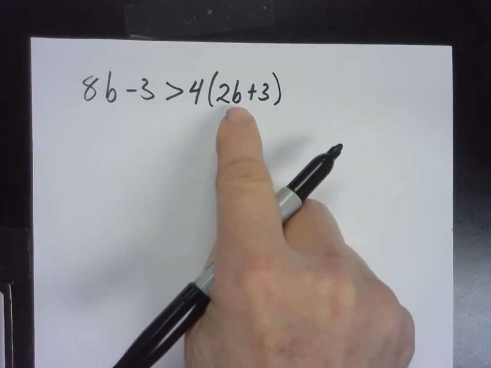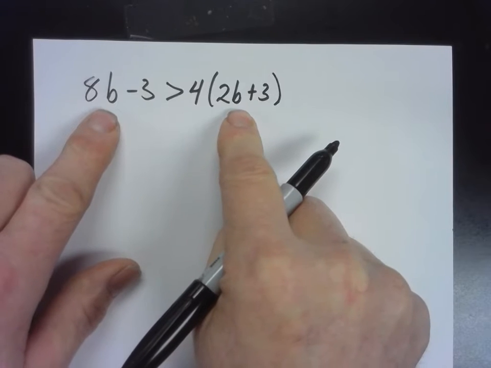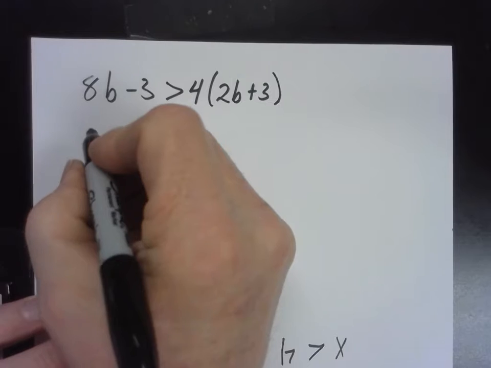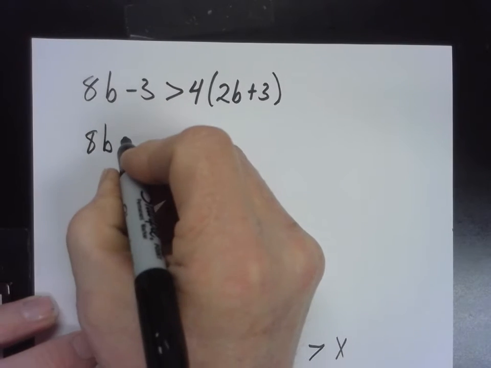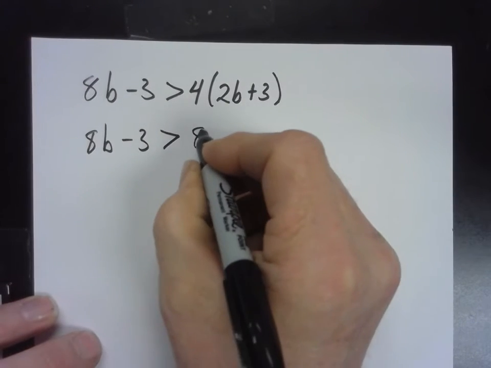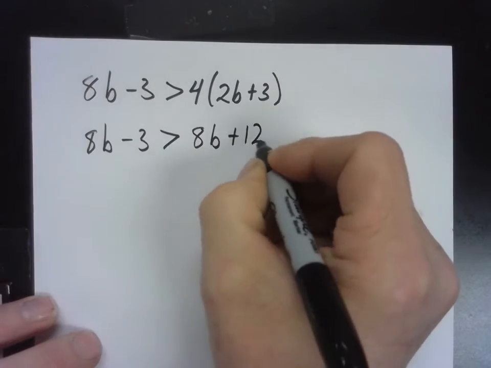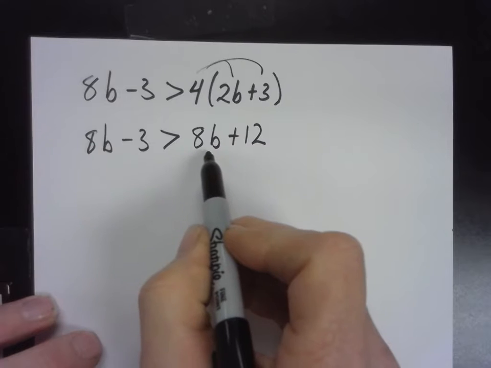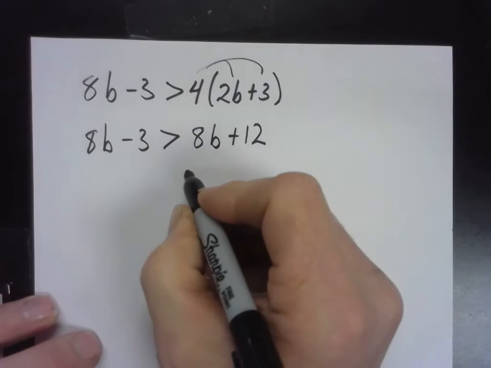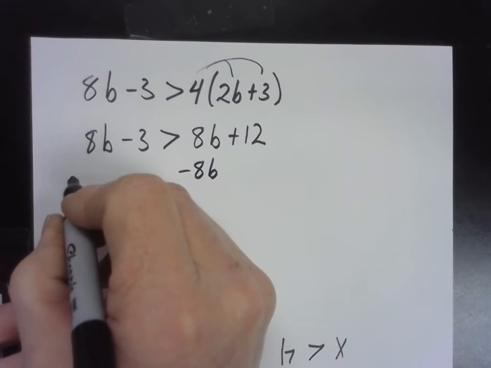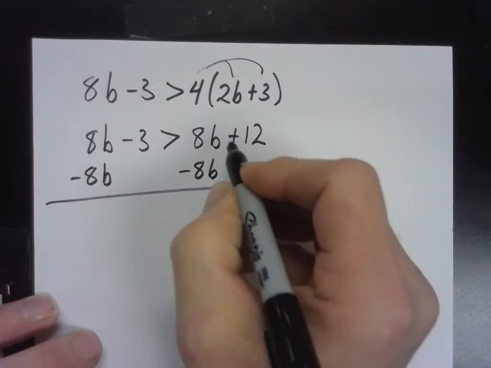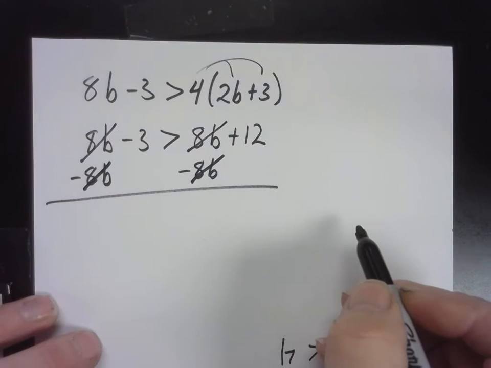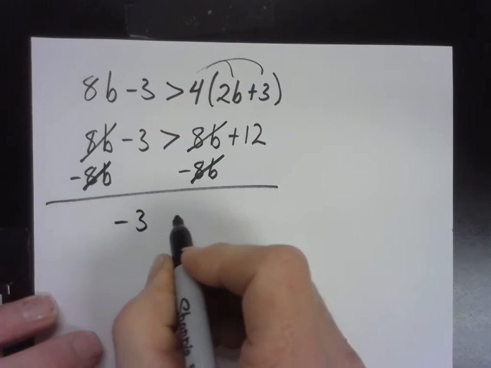So first of all, this is a B, not a 6. Can you tell the difference? I know, it's hard. But 8 times B subtract 3 is greater than 8 times B plus 12. So we just use the distributive property. See, I don't want variable on both sides, so I'm going to subtract 8B. But when I'm trying to get rid of this one, this adds up to 0 times B. This adds up to 0 times B. And I end up with this statement right here.